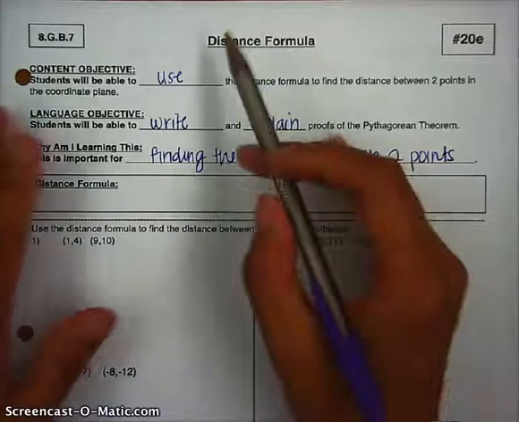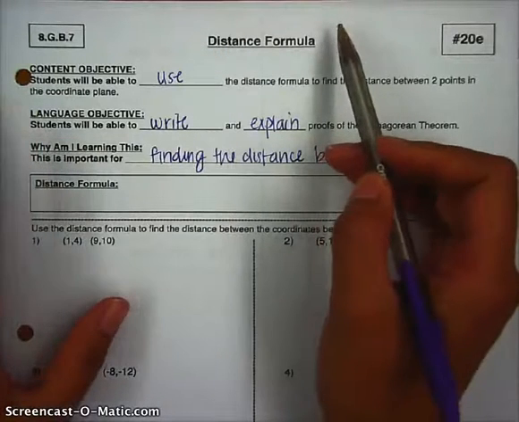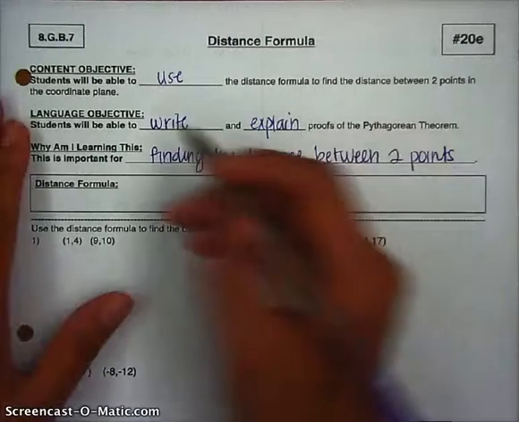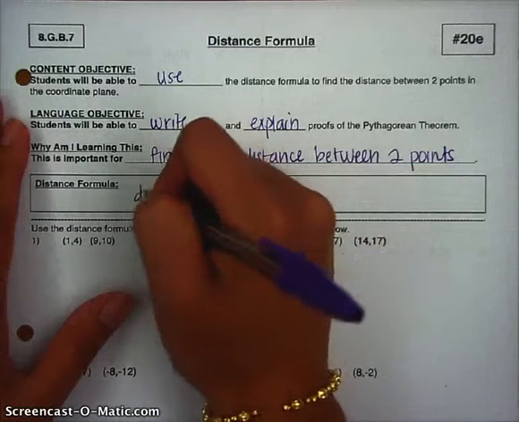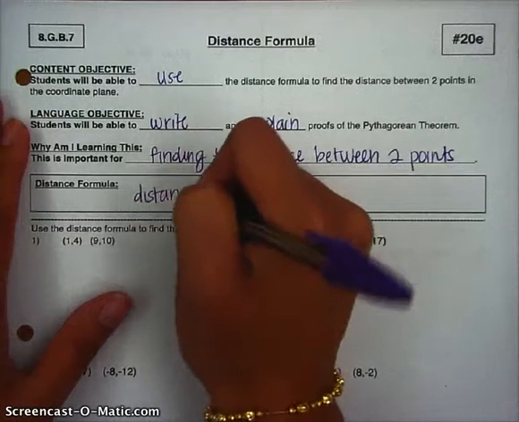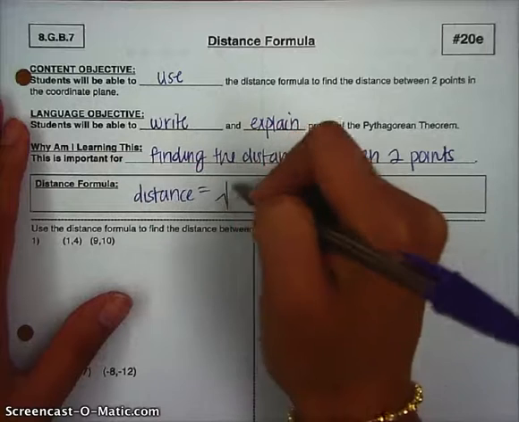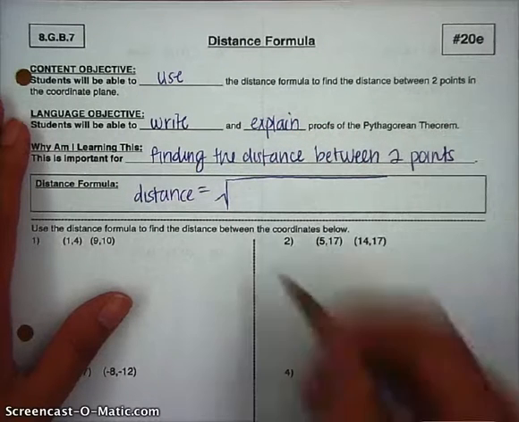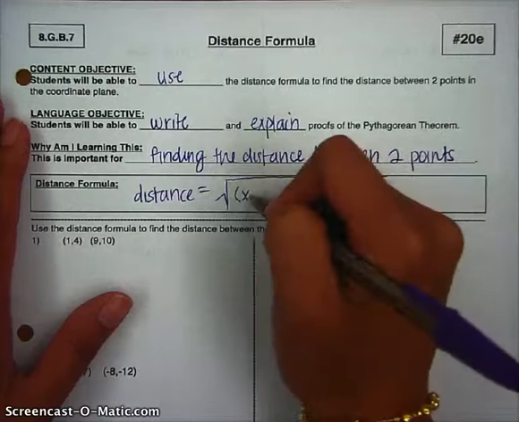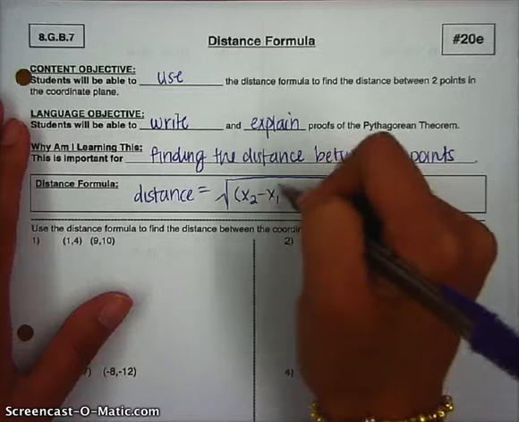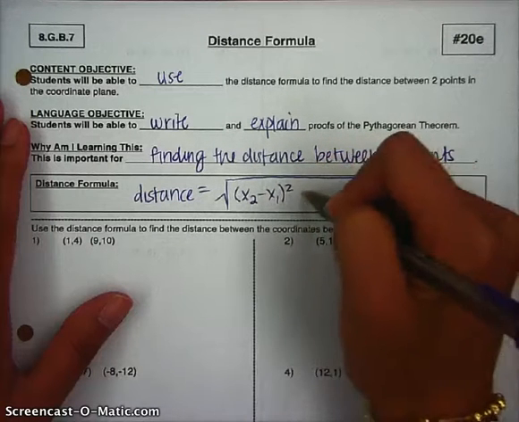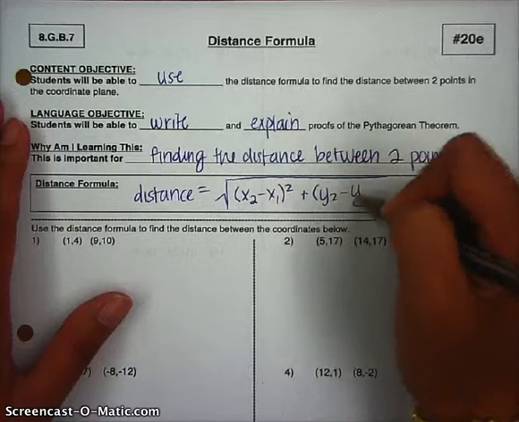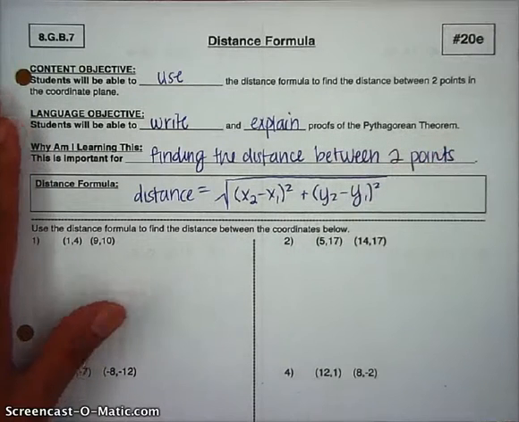So today we're going to be working on the distance formula. So the very first thing we're going to have to know is, what is the distance formula? Well, go ahead and write this down. The distance formula is the square root, and go ahead and make a very long square root symbol. It's going to be the quantity x sub 2 minus x sub 1 squared plus the quantity y sub 2 minus y sub 1 squared.